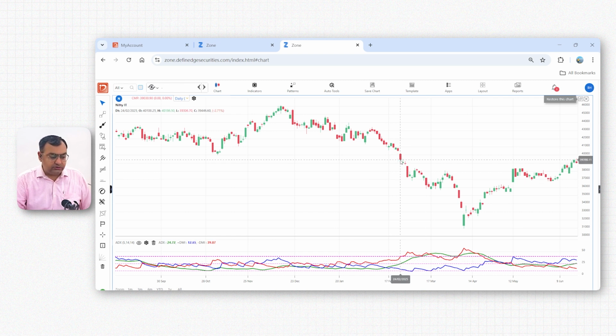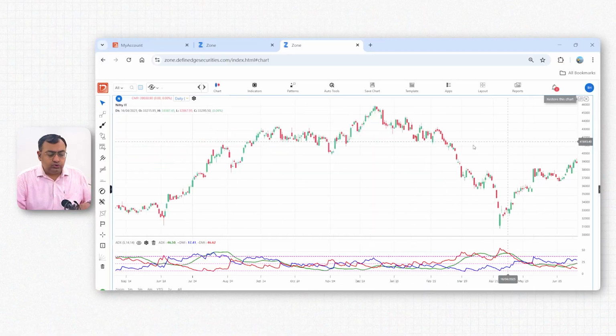And when the index was trading at somewhere around 39,398, let's say 39,300, look at the fall towards 31,000. Simultaneously, the bulls took over here, and the trend is now emerging on the bullish side. Still, if you look at the ADX over here, it is showing a sign of lackluster. So we have to wait and see how things develop.